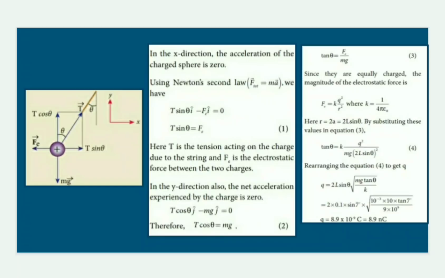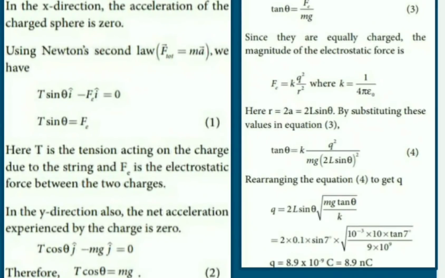Now they are substituting the value of this over there in the tan theta. So first they are substituting the R value in Fe, and then they are substituting the Fe value in tan theta. So tan theta becomes K into Q square by mg, 2L sin theta the whole square. So what is Q here? That is what we are going to find. So arrange it in terms of Q now. That will give you the equation as 2L sin theta root of mg tan theta by K.